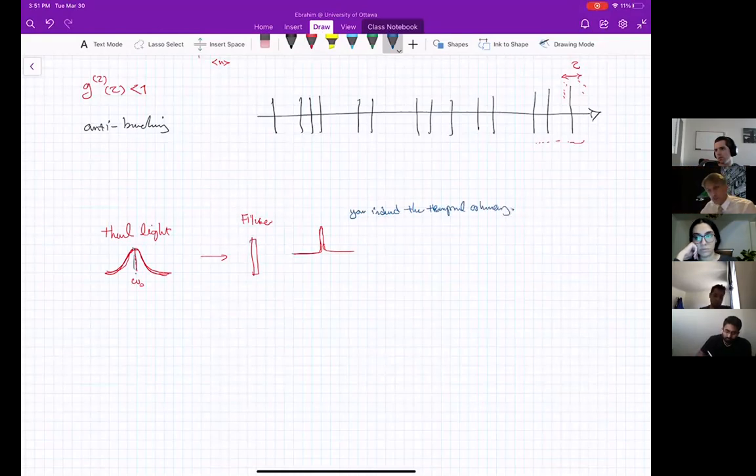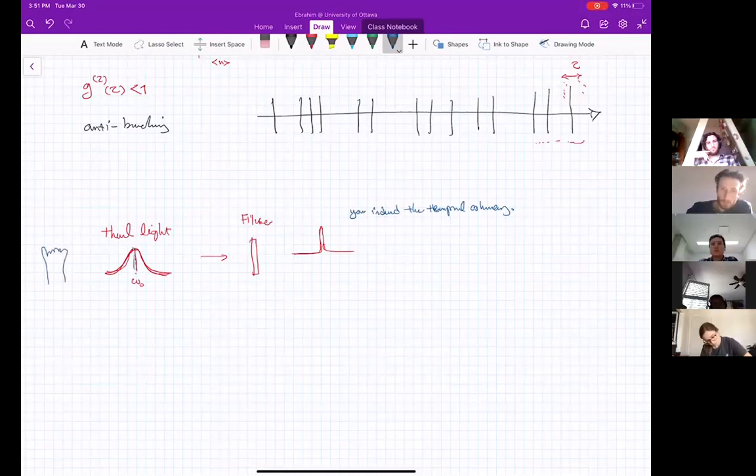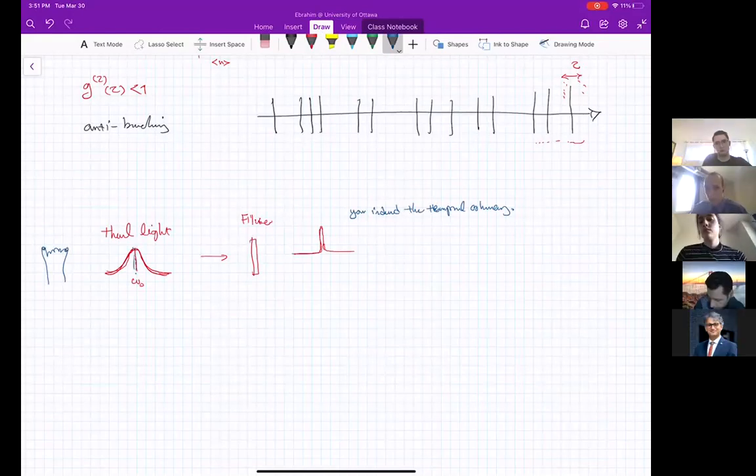And for the spatial coherency, what do I have to do? Because the beam is not coherent, it's coming from a lamp. This part of the lamp has no correlation with this part of the lamp. What do I have to do to induce coherency in the spatial mode? Kale, any thoughts? Do you have to put a slit before? Exactly. I have to put a pinhole here.